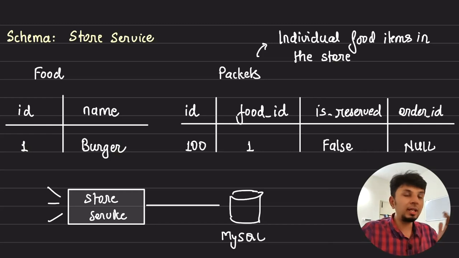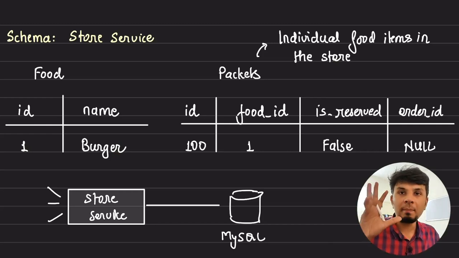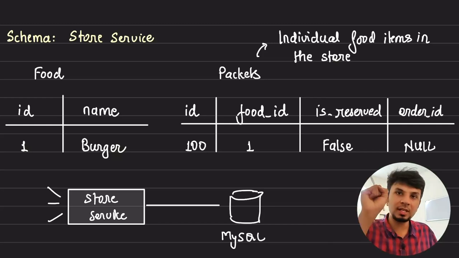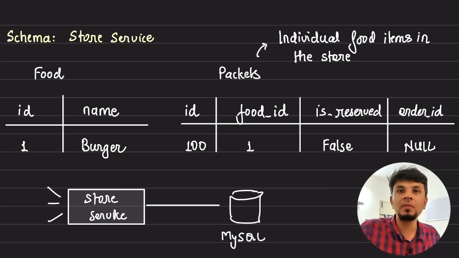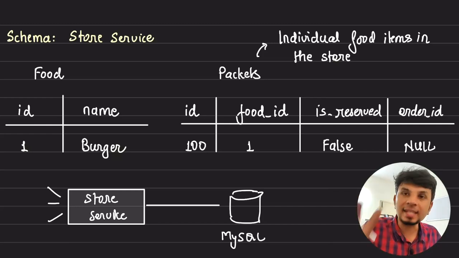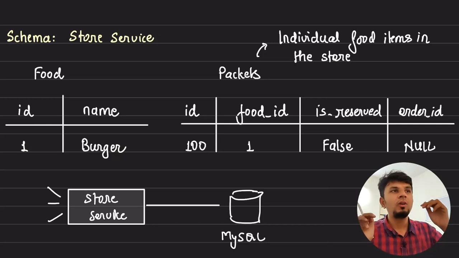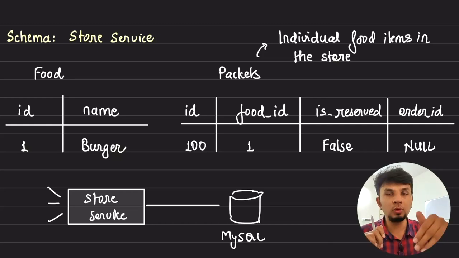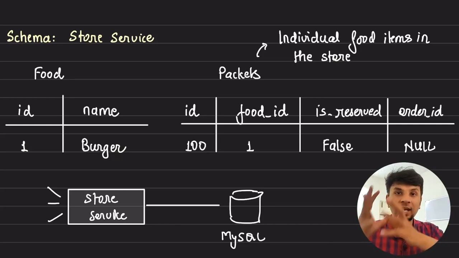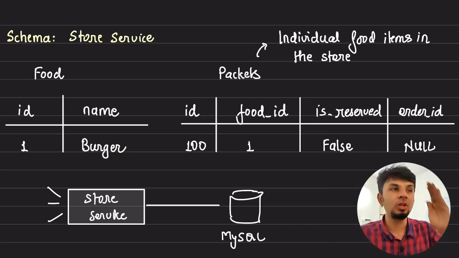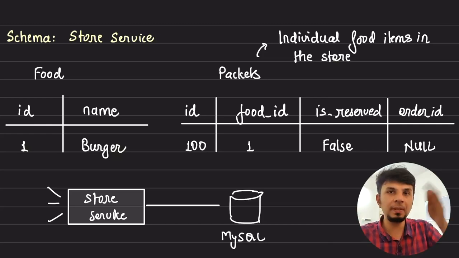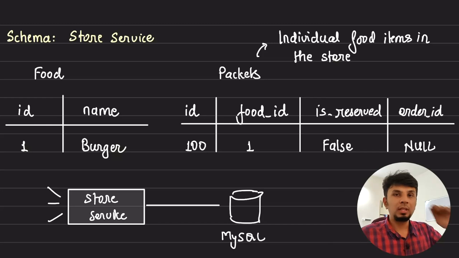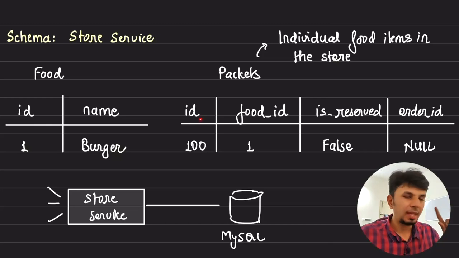But then we have another entity called packets. These are actually barcoded packets which are placed in the store. So Zomato purchased it from the restaurant and placed it into the store, and every single one of that packet is barcoded, or it has an ID basically, right? Which means that when I'm assigning a food packet or a food to an order, it's more like I'm assigning an actual packet with a specific ID to an order. So that exact packet will be delivered as part of that order, and just to keep things simple. So here the packet schema would be something like this: ID, food ID.